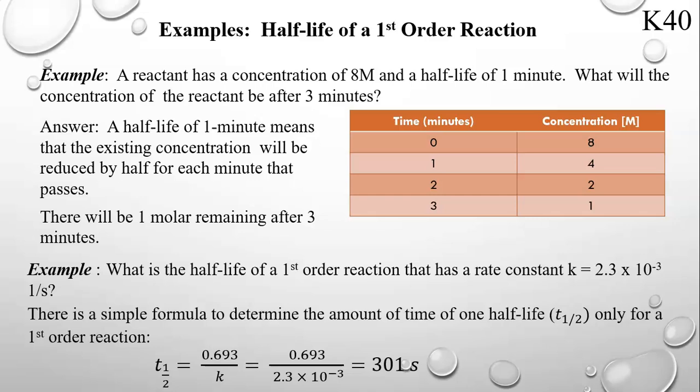So they give you the rate constant, so it's going to be 0.693. That's a constant number for these first order half-life problems. It never changes, 0.693. But the K is what you put in. That's what varies down below. And if you do the math on that, you come up with 301 seconds or 5 minutes. That would be the half-life.